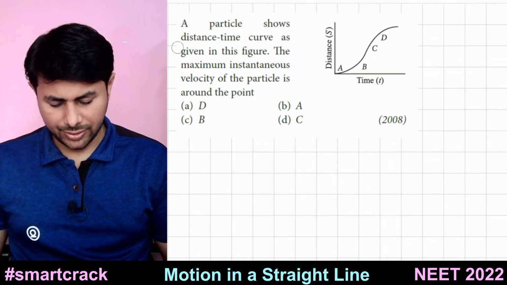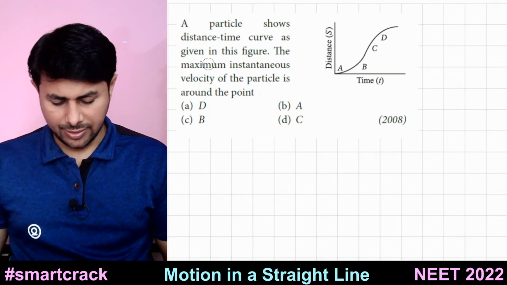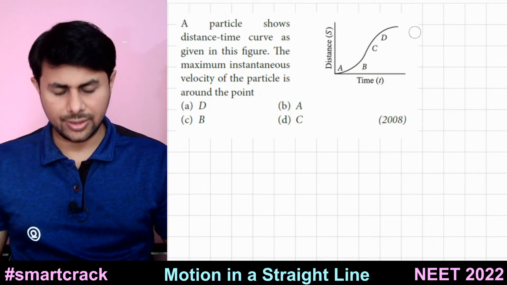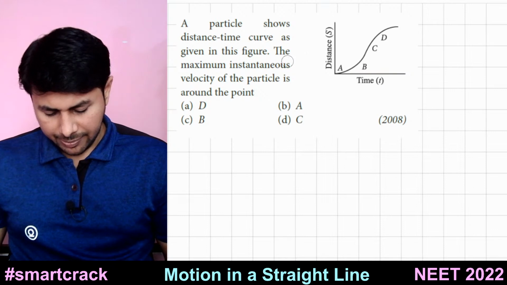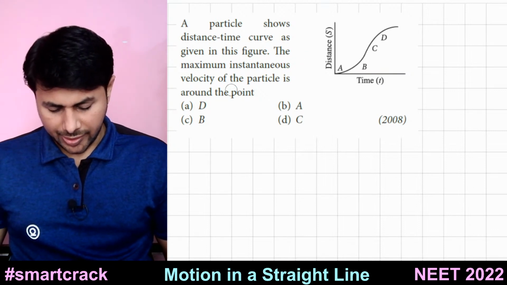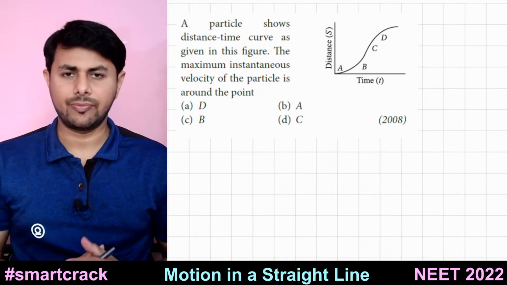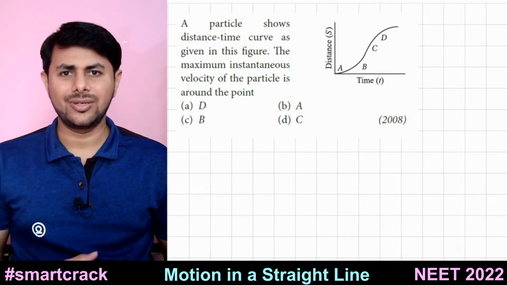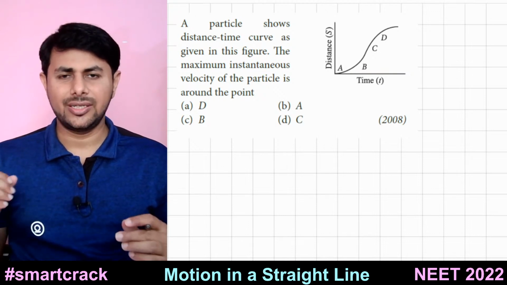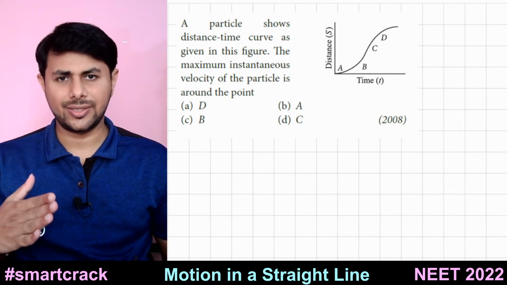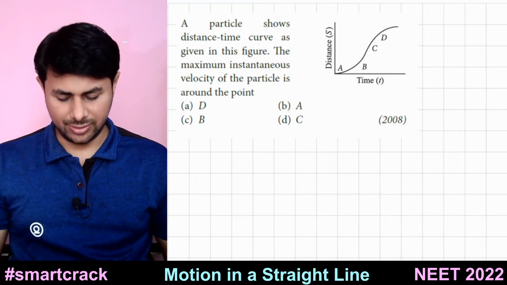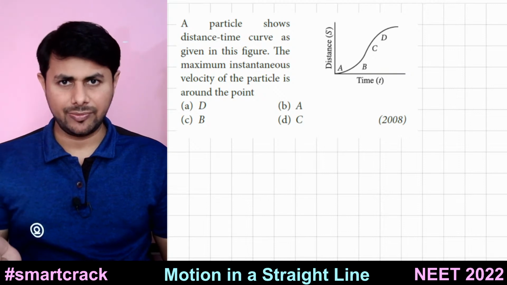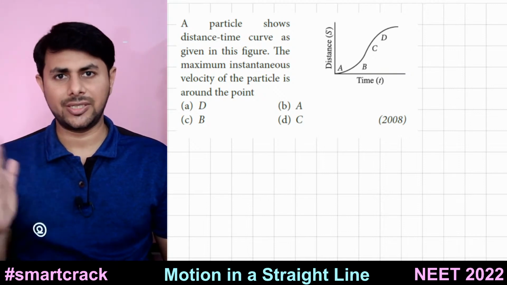A particle shows a distance time curve as given in this figure. So it shows a distance versus time curve as shown in this figure, and the maximum instantaneous velocity of the particle is around the point. So where will be the maximum instantaneous velocity? So we know that instantaneous velocity is the slope of the tangent to the position versus time graph. Okay, so the instantaneous velocity will be maximum where the slope of the tangent is maximum.